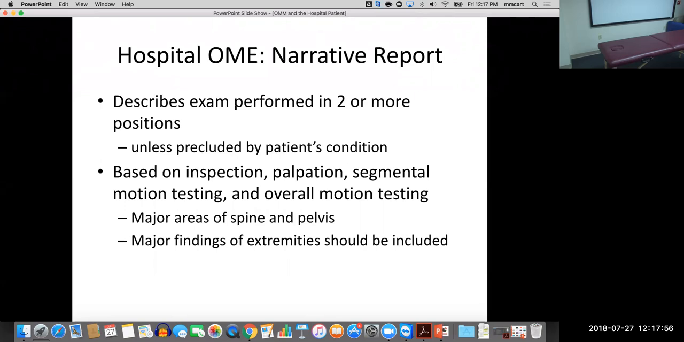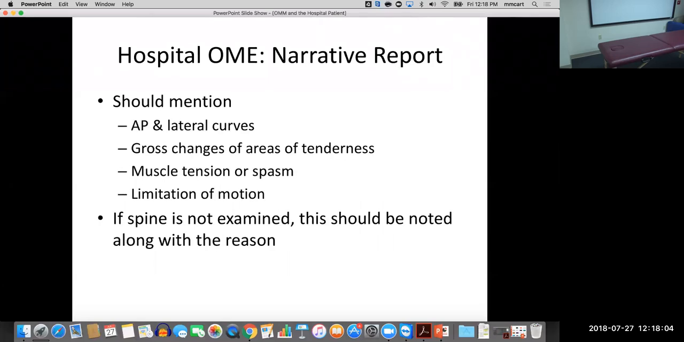This isn't really anything that you can tell happened or not until you get to item number 3. The first one you can tell whether it happened or not. And then the third one is you should mention any AP and lateral curves. So you have to mention whether they're normal or not normal.